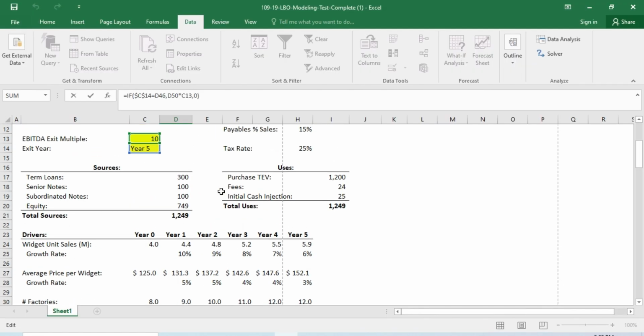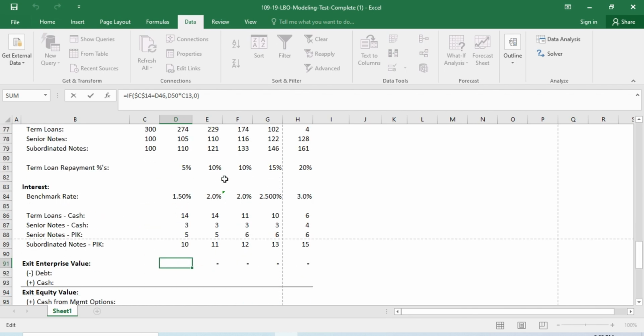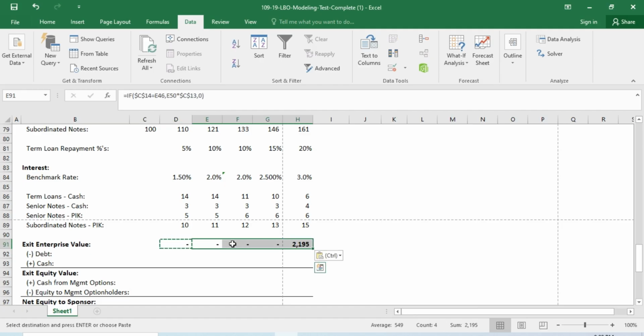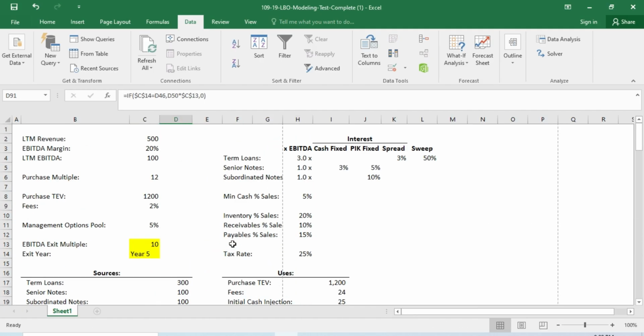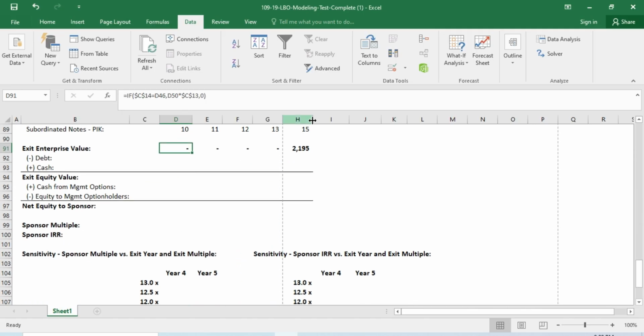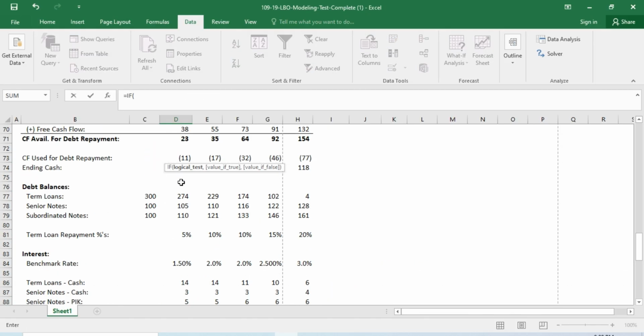Okay, so here exit multiple, let's say we have target 10x and exit year, just do data validation list, and then this will just add year 4 or year 5. Okay, so if we select year 4, what will be our exit value, and if we select year 5, what will be our exit value.